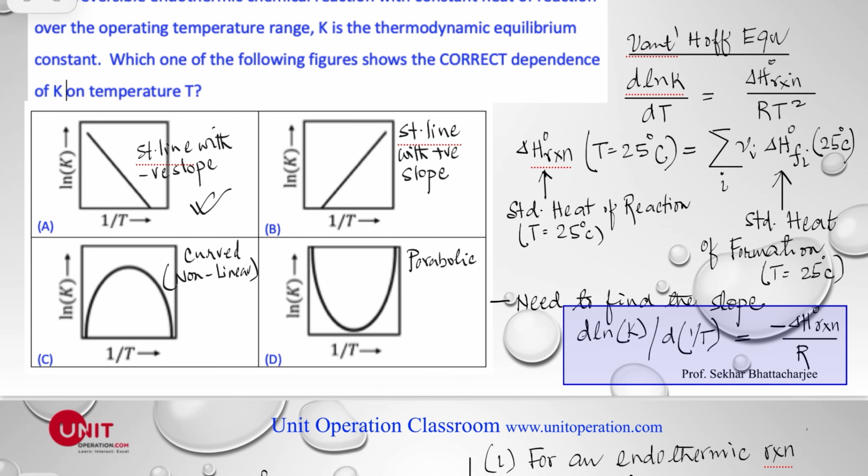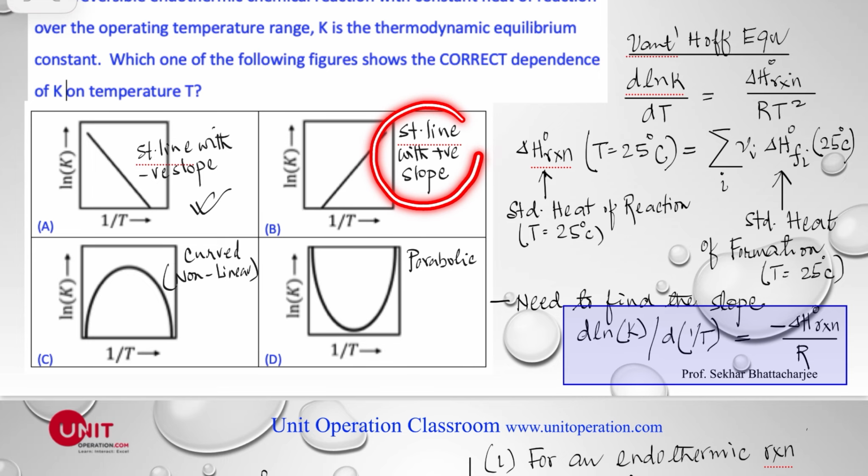And when you plot natural logarithm of K against 1 over T, that's going to be the slope. Since delta H zero reaction is constant, we are assuming no temperature dependence of this delta H zero reaction, and R, of course, is the universal gas constant. So this would be just a straight line with a negative slope. And as you can see, A fits that particular definition.